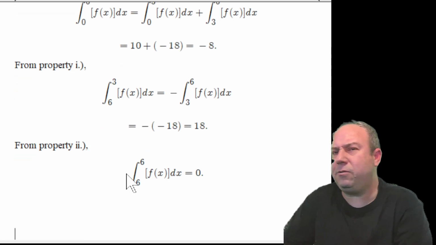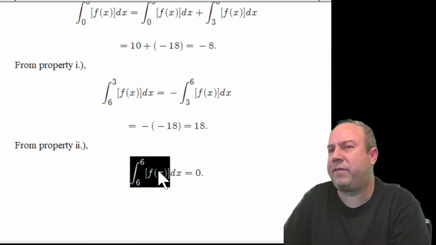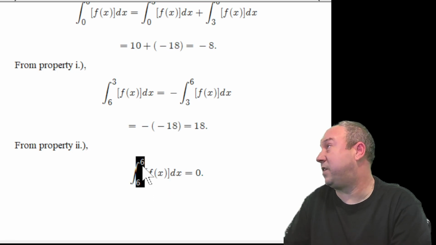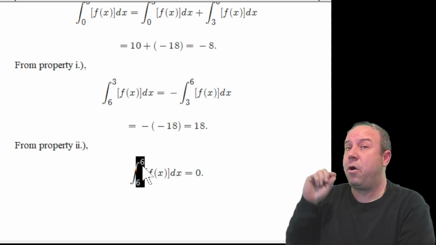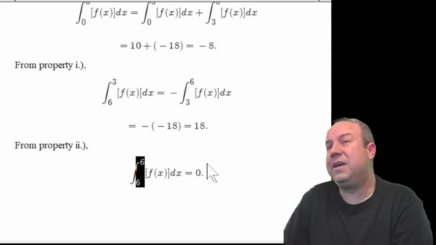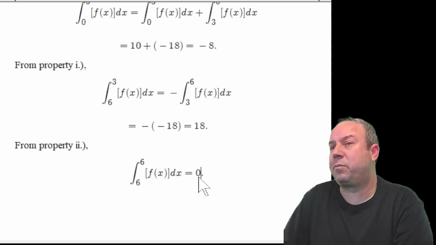Property 2 just says, well, if I find the antiderivative of any of these functions over no interval size, just over the same value for the upper and lower bounds, that will always equal 0. And that's what property 2 tells us.